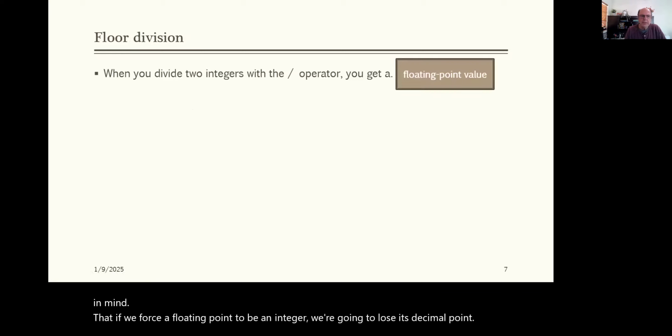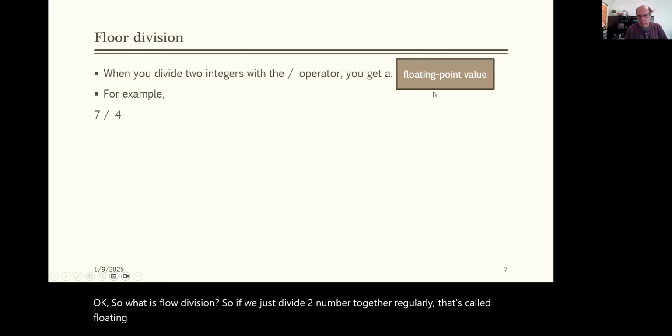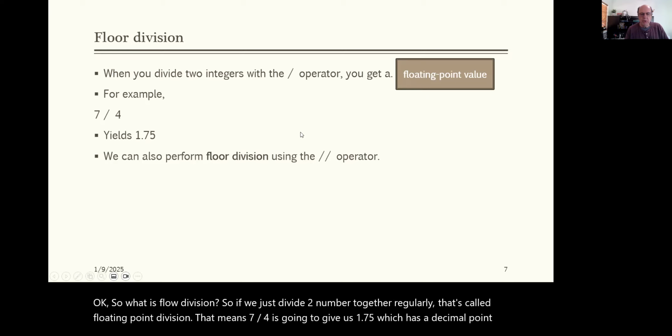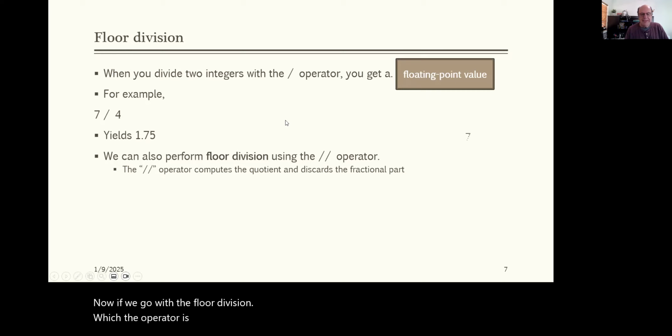Okay, so what is float division? If we just divide two numbers together regularly, that's called floating point division. That means 7 divided by 4 is going to give us 1.75, which has a decimal point. Now, if we go with the floor division, the operator is two slashes next to each other.